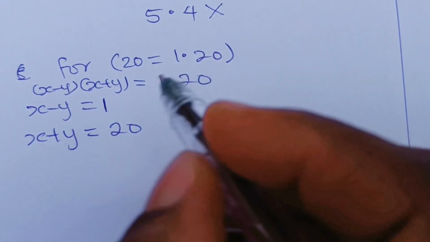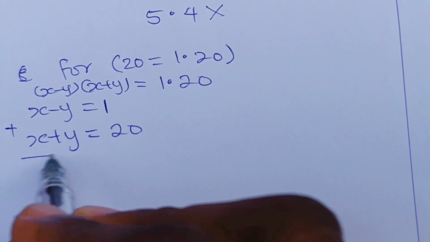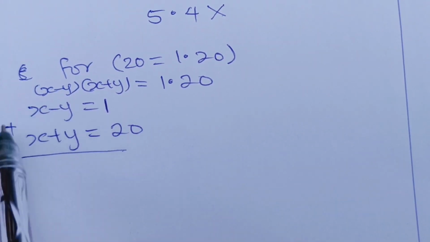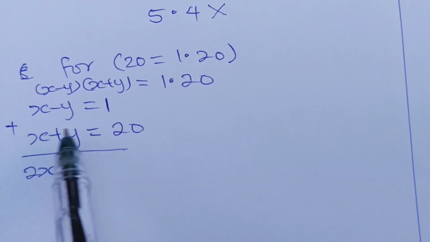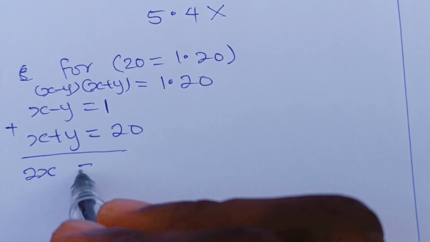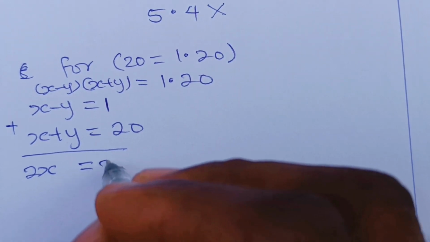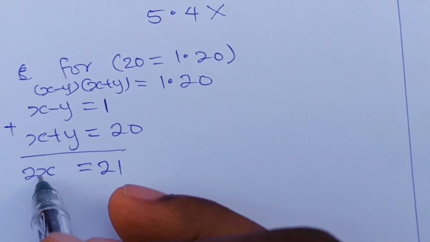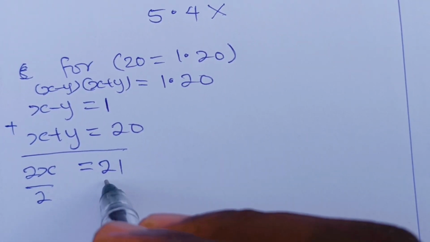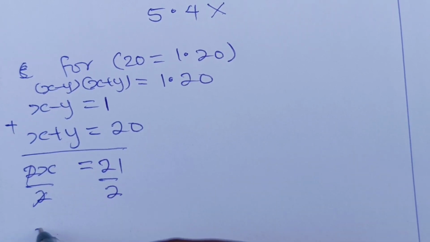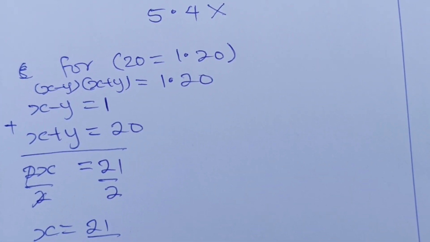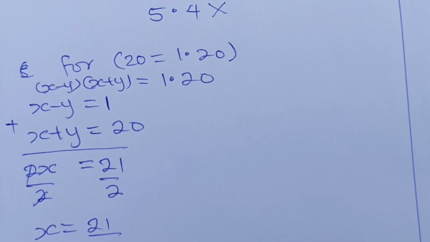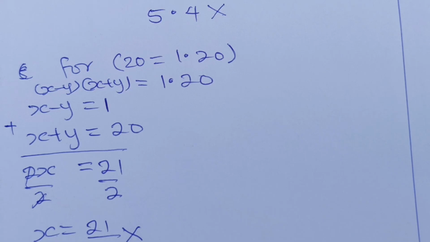Okay, now let's solve. If we add both equations together, x plus x will give us 2x. All right, now minus y plus y will give us 0, is equal to 1 plus 20 is 21. Now to get the value of x, we divide both sides by 2, and we have that x is equal to 21 over 2, and this is not a natural number. Okay, here x is not natural, and therefore we're not going to use this.